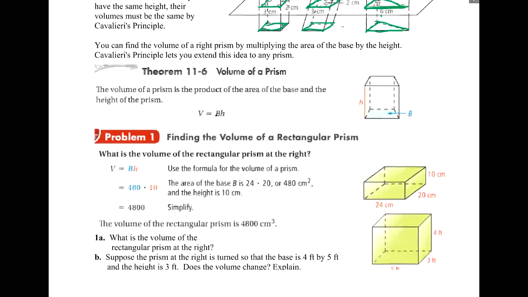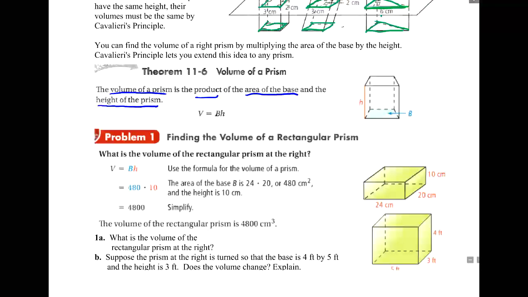All right, let's get to our first theorem here. How do we find the volume of a prism? Well, the volume of a prism is the product of the area of the base, and you should get used to saying all of these words. We have a lot of bases and heights and everything going on, so you need to know which is which. Area of the base and the height of the prism.